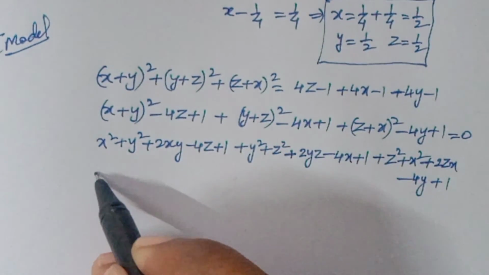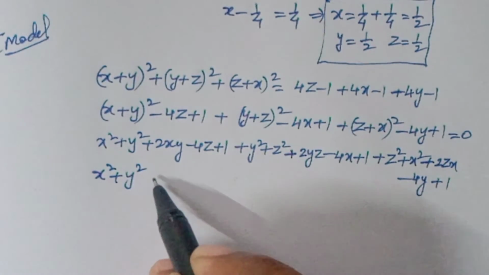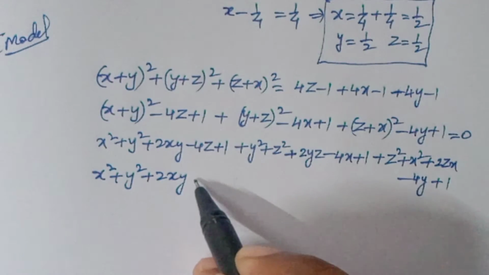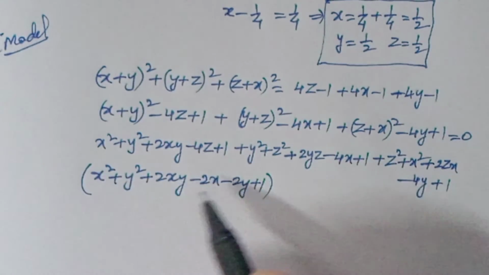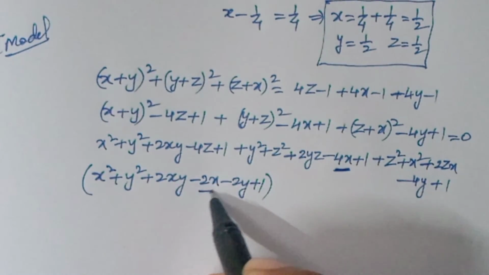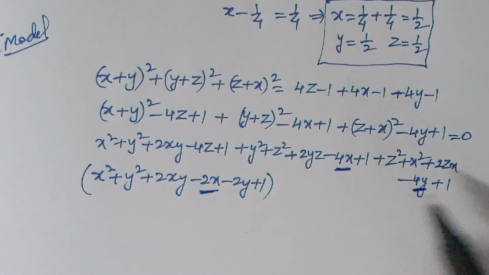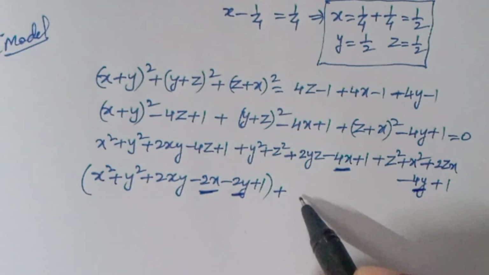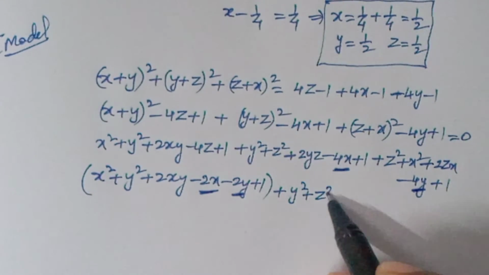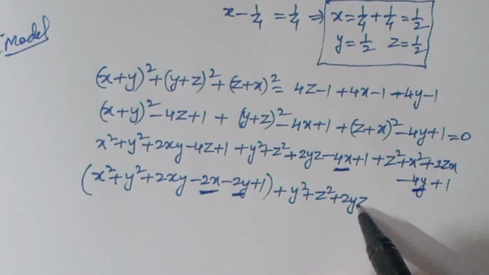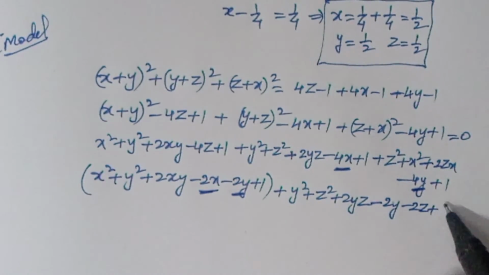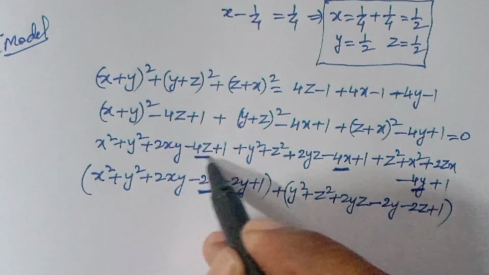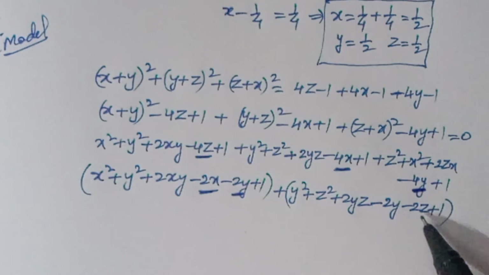So here you have to do some adjustment. x square plus y square plus 2xy minus 2x minus 2y plus 1. From this I am writing minus 2x, from this I am writing minus 2y. Similarly here, y square plus z square plus 2yz minus 2y minus 2z plus 1. So from this we are writing minus 2z, from this we are writing minus 2y. Total completed 4y.